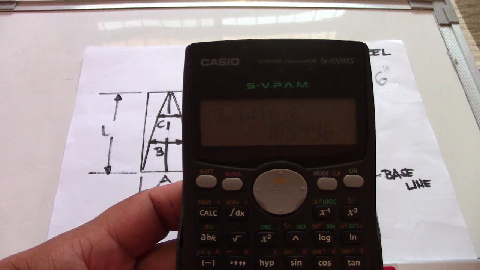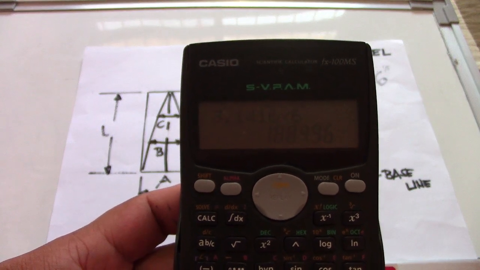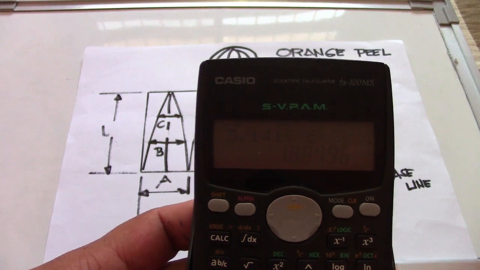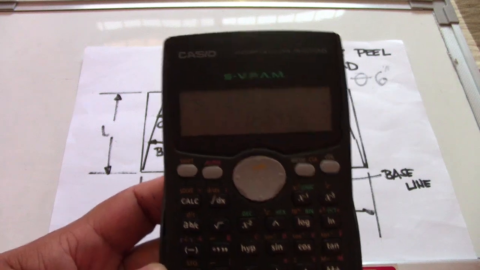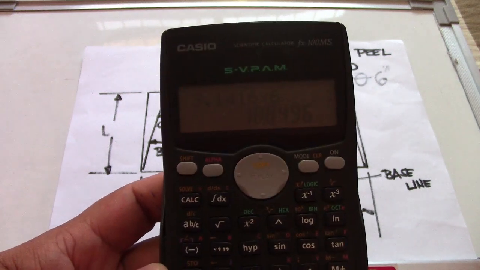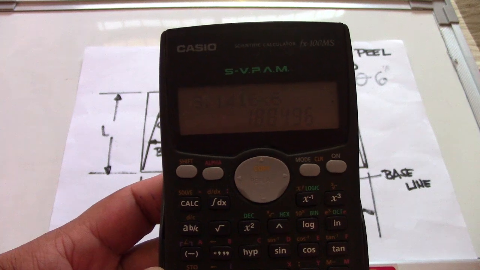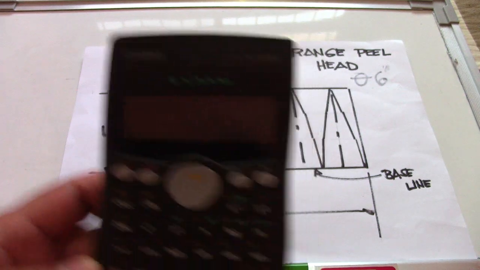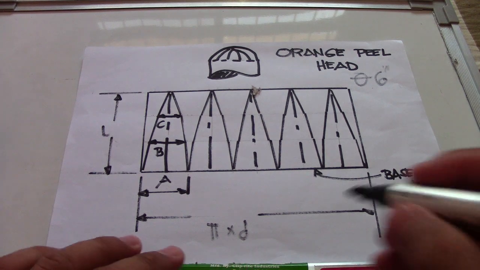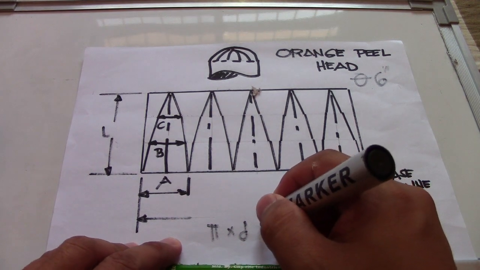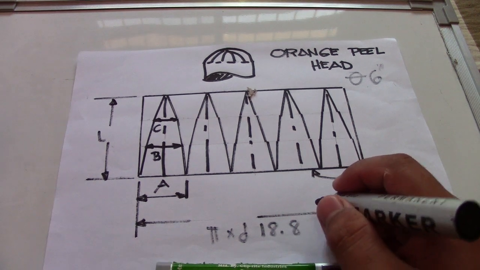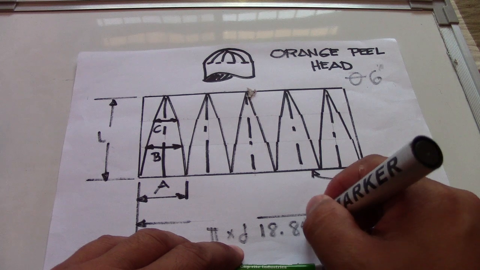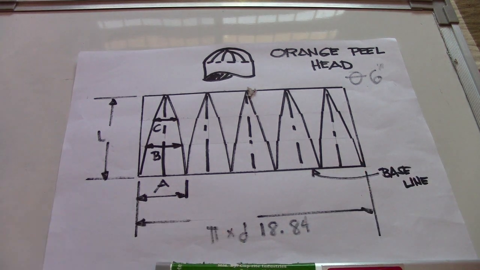For the circumference of the pipe, use the outside diameter. So that's the answer for our circumference: 3.1416 times 6 is 18.8. So we have the answer now for the circumference, 18.84.